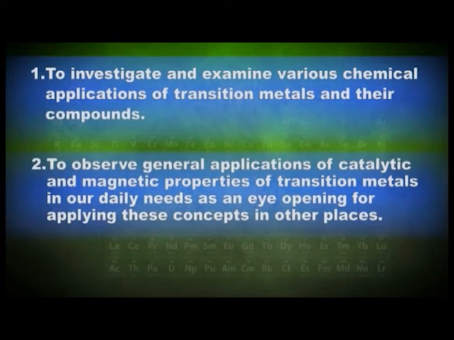In this module, we will learn to investigate and examine various chemical applications of transition metals and their compounds. We will also learn to observe general applications of catalytic and magnetic properties of transition metals in daily needs as an eye-opening for applying these concepts in other places. The prerequisite for this particular module is the basic understanding of periodicity in properties, molecular forces and redox behavior. So let's start the lecture with the variable oxidation states.